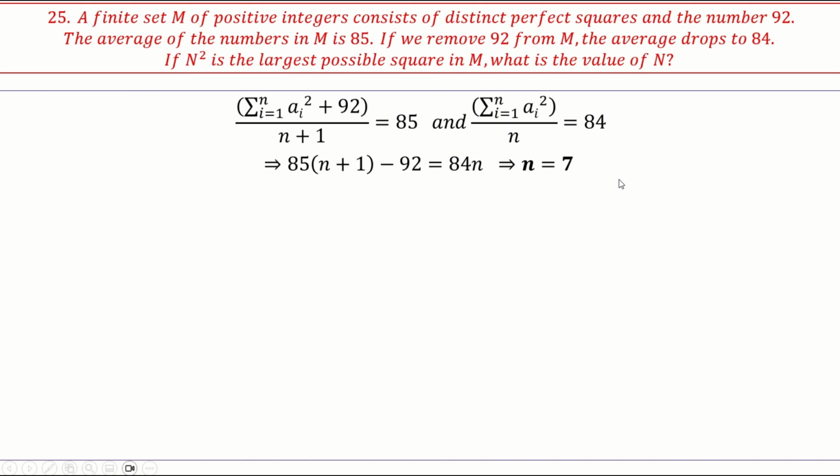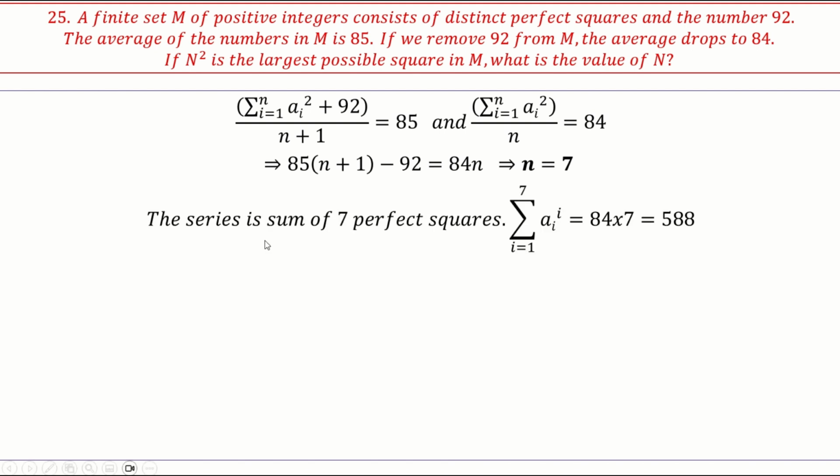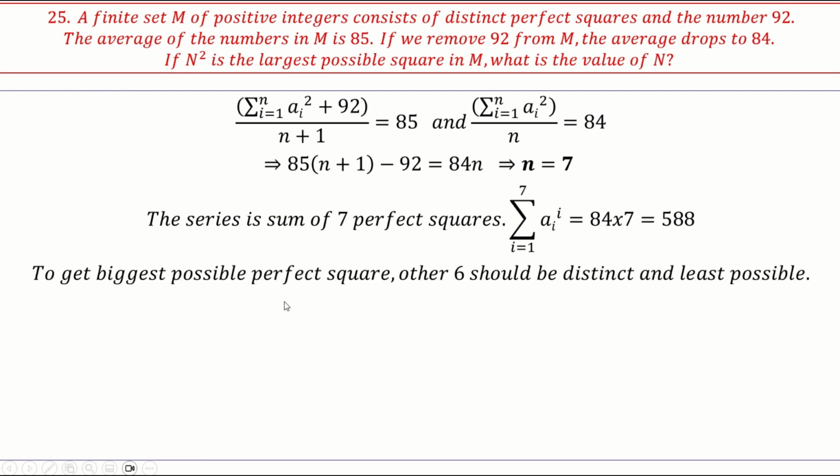So there are 7 perfect squares in set M. Okay, there are 7 perfect squares. So now sigma of 1 to 7 ai square equal to 84 into 7, which average is 84. So n is 7. So if I take 7 to the other side, I'll get 588. So sum of 7 perfect squares is 588.